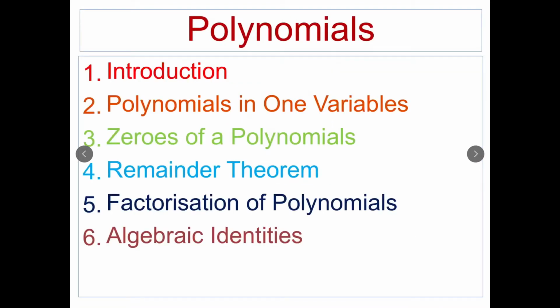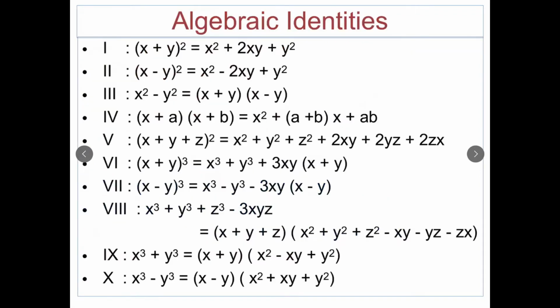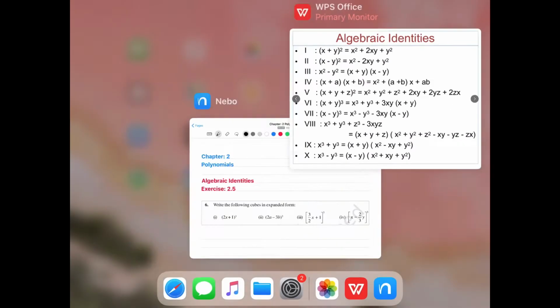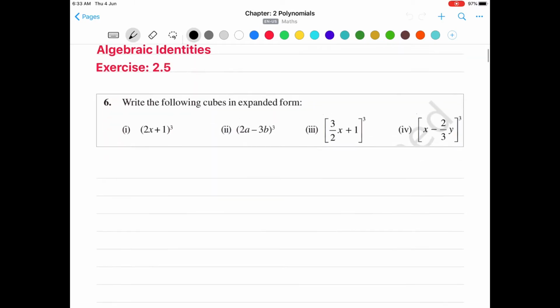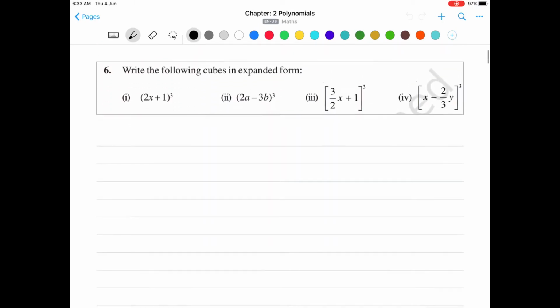In this video we try to cover the remaining questions of exercise 2.5. The chapter number 2, Polynomials, is divided into a total of 6 subtopics, of which we have covered the first 5 in the previous session, and in this video we are studying the algebraic identities. I have listed all the 10 algebraic identities that you have in this chapter, and we have also done the verification of all the identities in part 1 of exercise 2.5. Now let's start with the remaining questions of exercise 2.5. We'll start with question number 6.